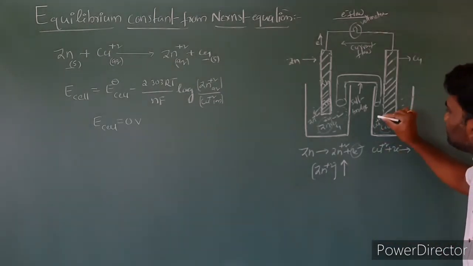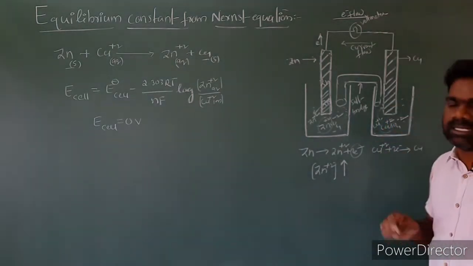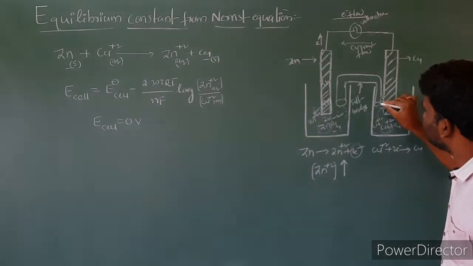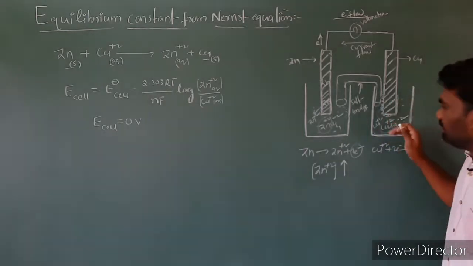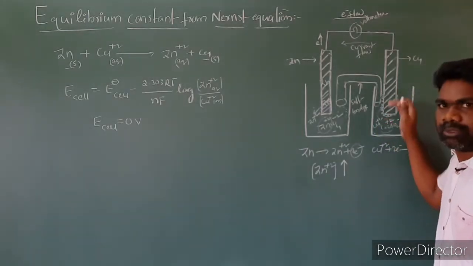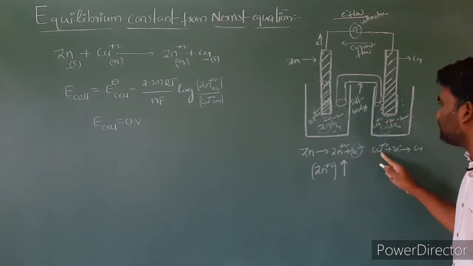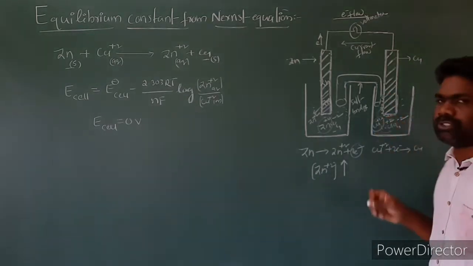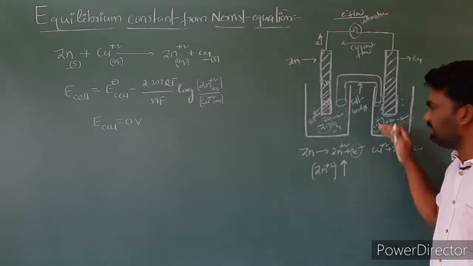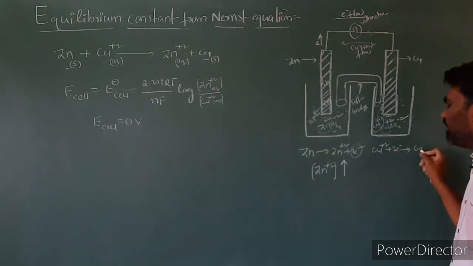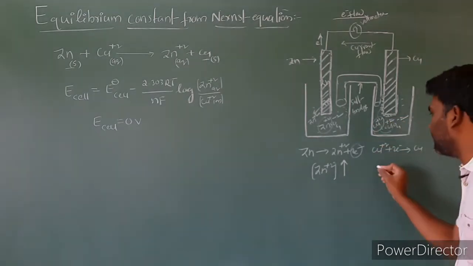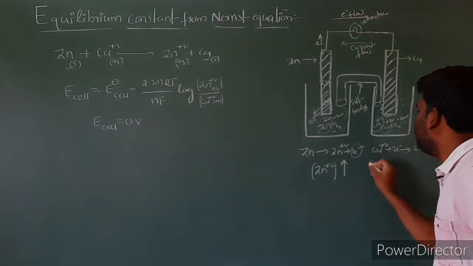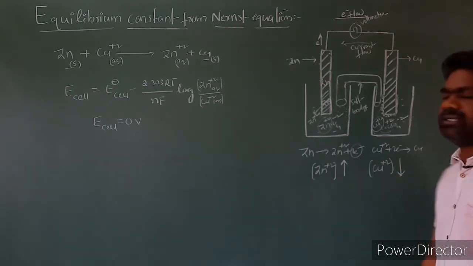This Cu2+ is entering and depositing upon the metal surface. When the Cu2+ present in the solution is depositing upon the metal rod, the concentration of Cu2+ ions in the solution decreases. It is converting into Cu. That means the Cu2+ ion concentration is going to decrease.